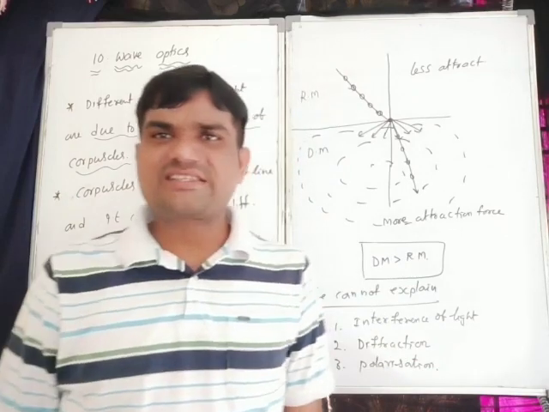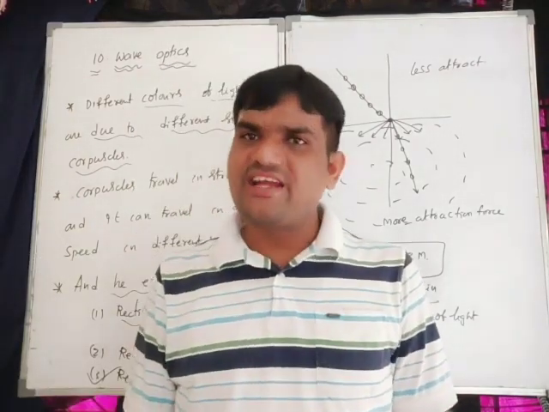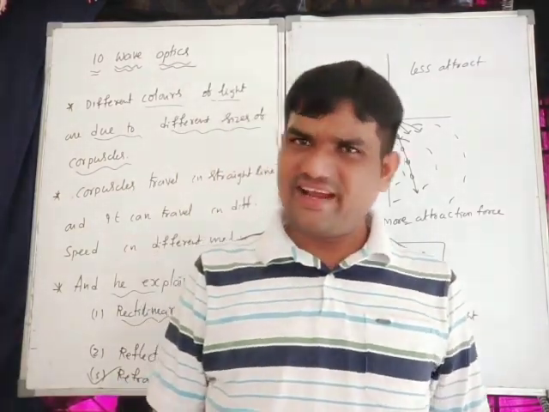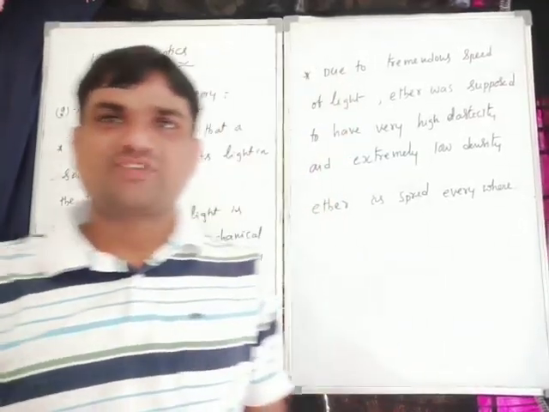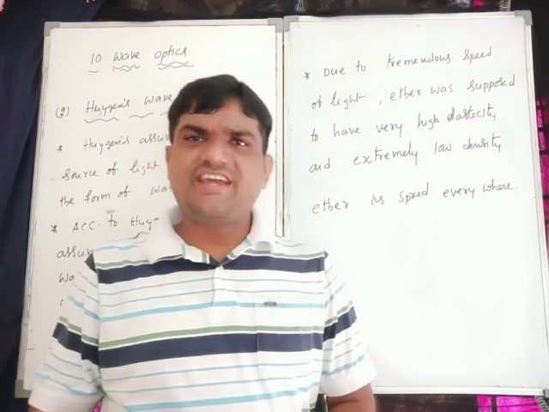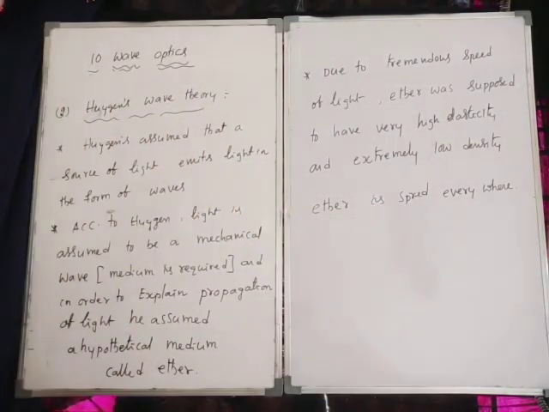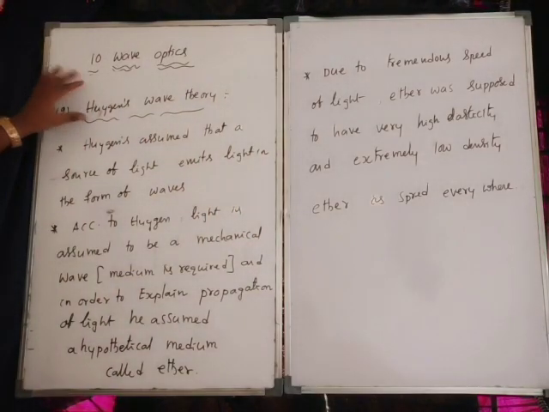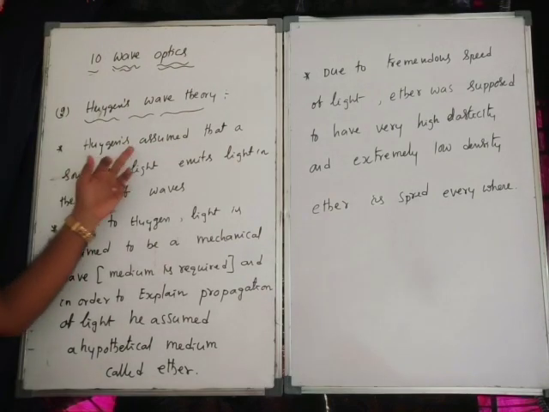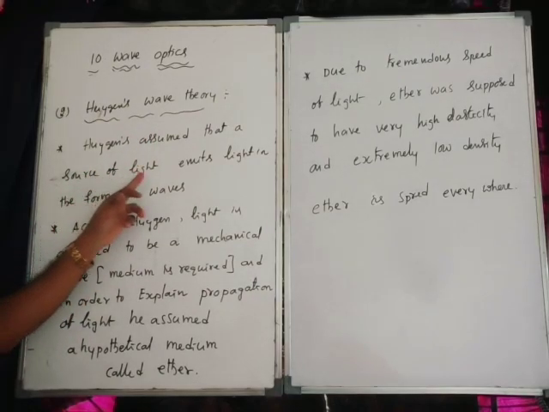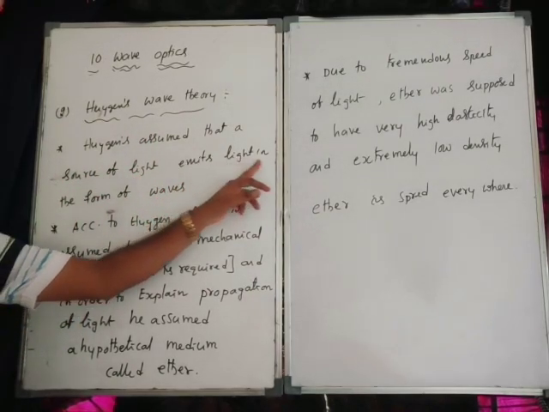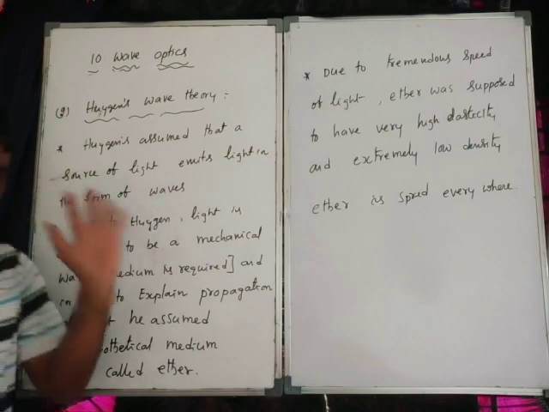So now we'll discuss the Huygens wave theory. What is the Huygens wave theory? What are its points? We'll discuss them now itself. Right. So now, Huygens wave theory of light. According to Huygens, he assumed that a source of light emits light in the form of waves. That is the first point.